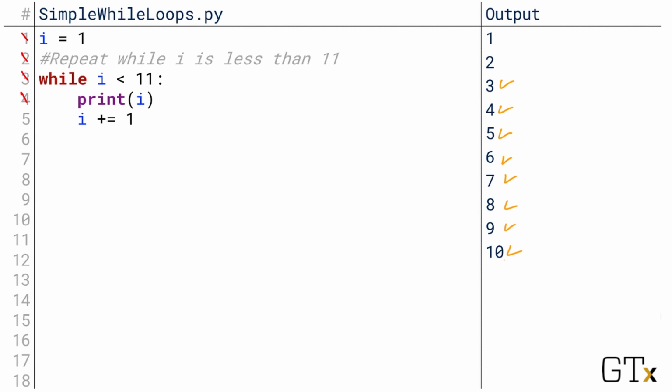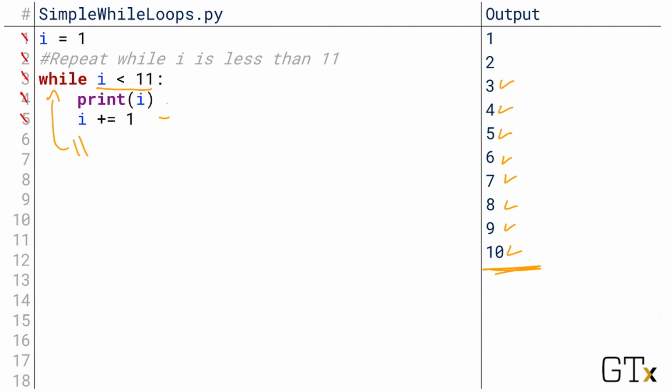On that last execution of the loop though, when I is set equal to 10, line 5 will increment I to 11. 11 is no longer less than 11. When I equals 11, I is not less than 11. And so that's where this code stops. It stops printing because that logical expression is no longer true.